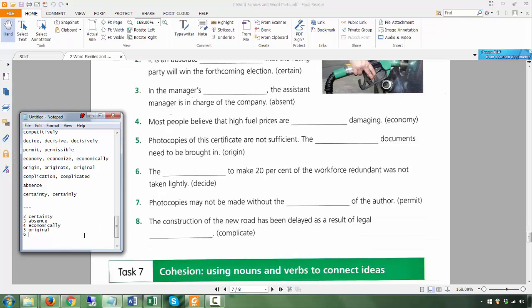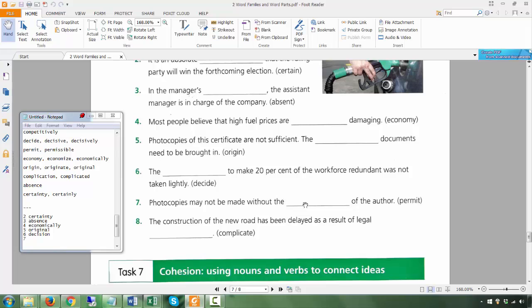The what, the, an article, you have a noun. You can't put decide because decide is a verb, so you're going to put decision, which is a noun version. Photocopies may not be made without the. Again, without is a preposition, you have a noun, the, after the is a noun.